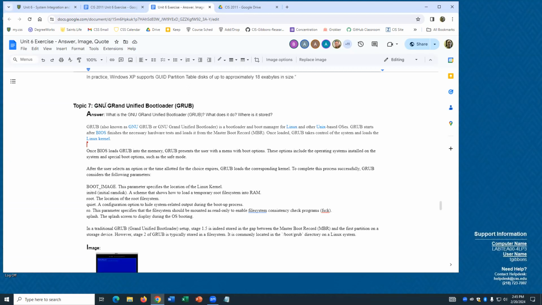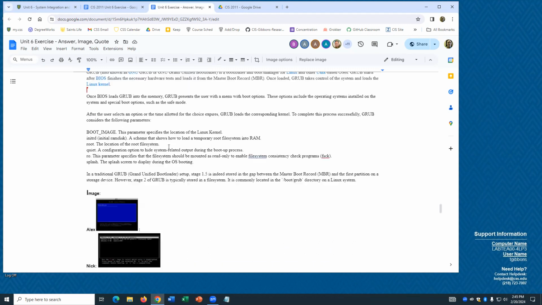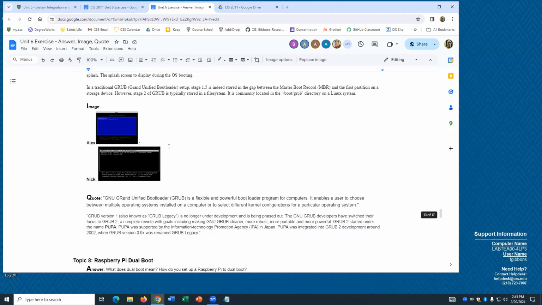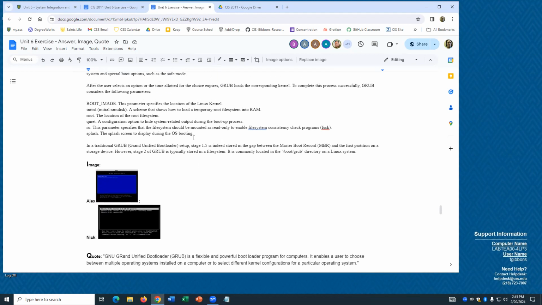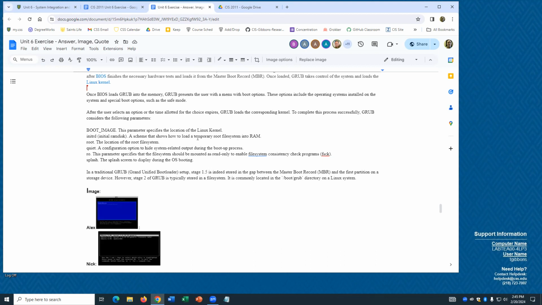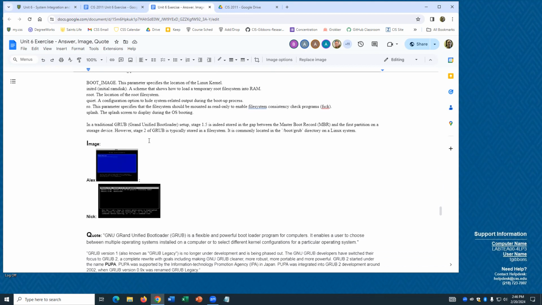Let's talk about the GNU Grand Unified Bootloader here. Anyone who talked about that? Give me something about that. Just a bootloader for Linux? Yeah, just a bootloader for Linux, or Unix systems. And if you are going to do multiple boots, I think it supports multiple boots, doesn't it? I don't know.